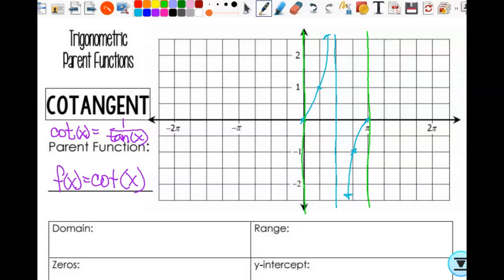Now, where tangent has an asymptote, tangent is undefined. The reciprocal of undefined isn't anything. But the reason we get undefined is because we put 1 over 0. And the reciprocal of that would give me what? What's the reciprocal of 1 over 0? 0 over 1, which is 0. So where tangent has an asymptote, cotangent has a 0.